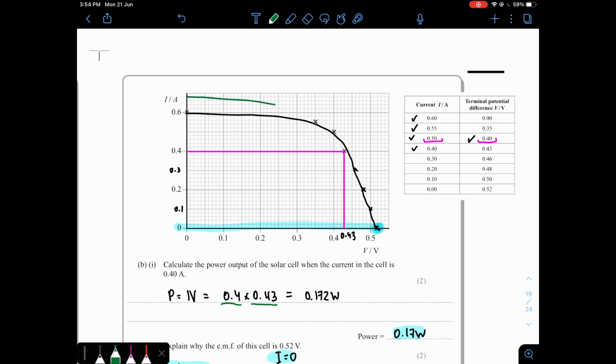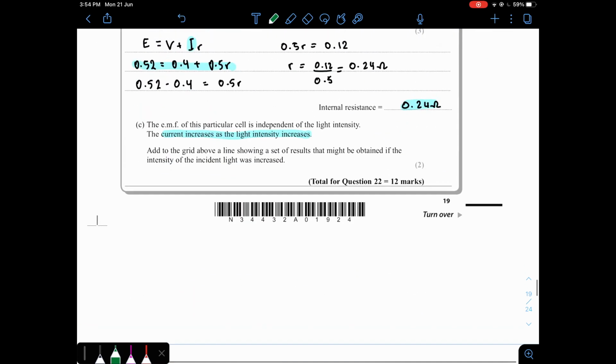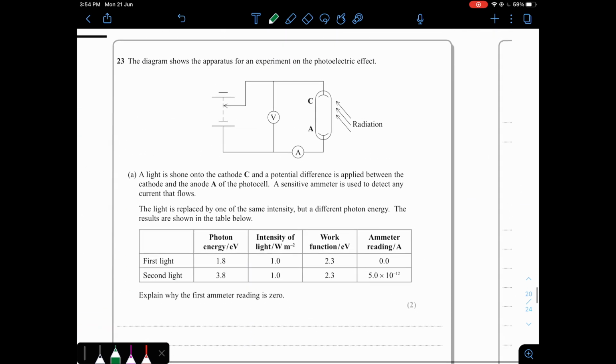So let's see over here, and we should still get the same endpoint, because we know the EMF is still 0.52. So that is the important part here. Okay, so that is that. Question number 23.